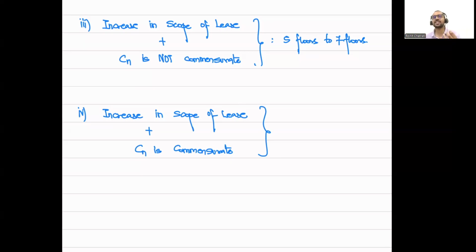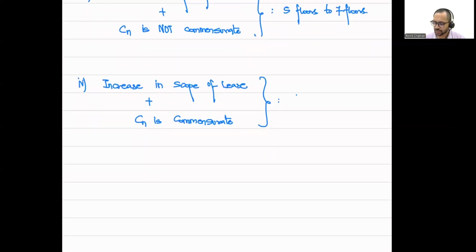We calculate the lease liability as the present value of 3 lakhs discounted at today's market rate, or today's incremental borrowing rate, to calculate the ROU asset and lease liability. All right. So we are considering this as an additional lease. We don't touch the balances of the existing ROU asset and lease liability.